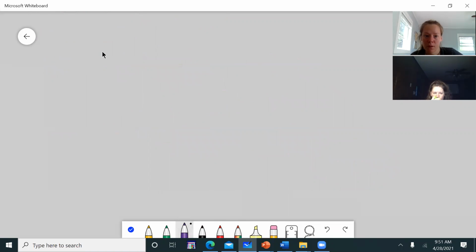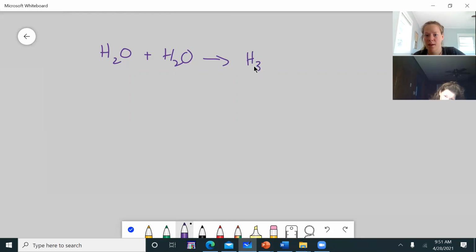So in a sample of pure water, I'll have water plus a water. And one of these waters will give up a hydrogen and the other water will accept it. So we end up with H3O plus and OH minus. You'll get a small concentration of each of these. Put a double arrow because this is coming apart and recombining.